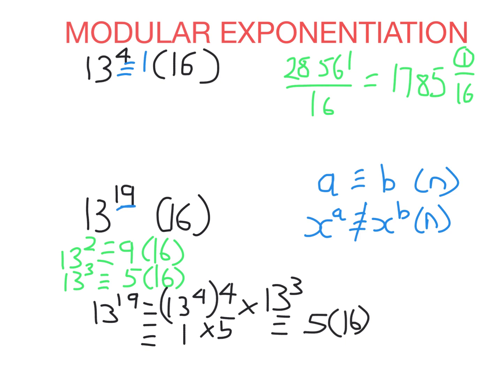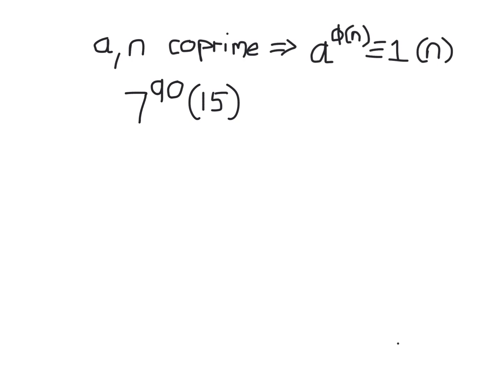Let's look at another example. Here's a really useful formula that can help you. As long as A and N are co-prime, then A to the power of phi n is always equivalent to 1 mod n. So how does that help us? Well, we're going to calculate 7 to the power of 90 modulo 15. Unfortunately, we can't first reduce this modulo 15, it won't give us the right answer. But what we can do is this.